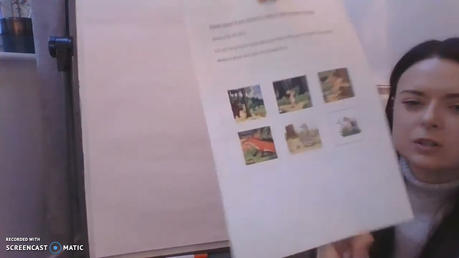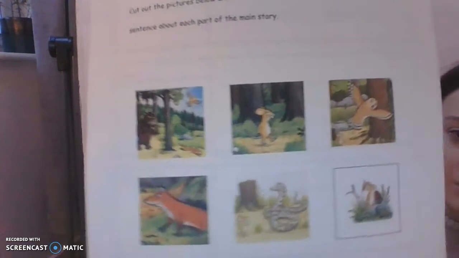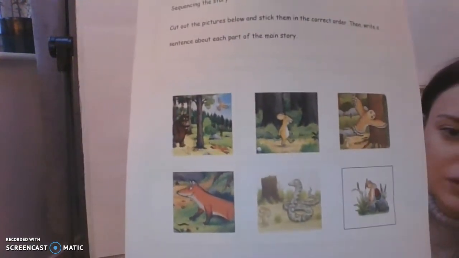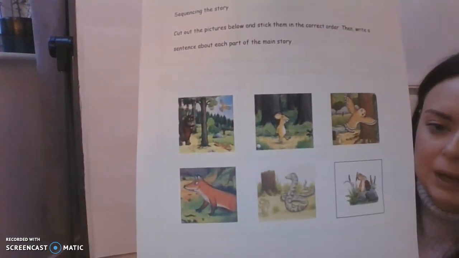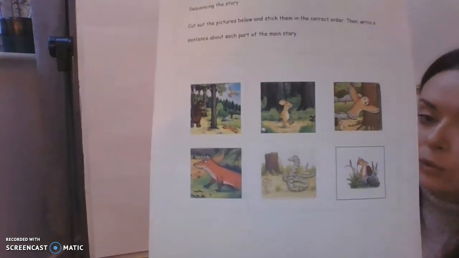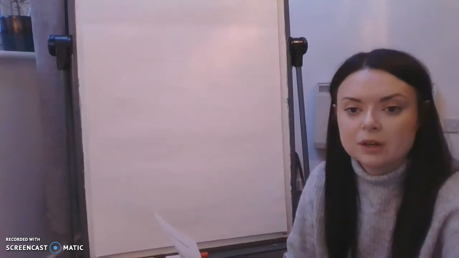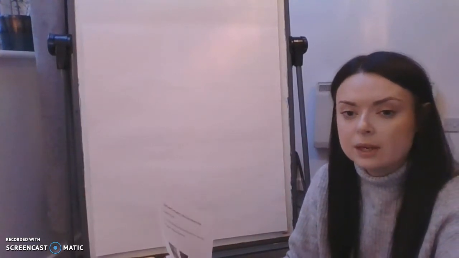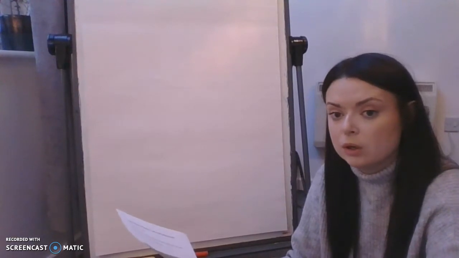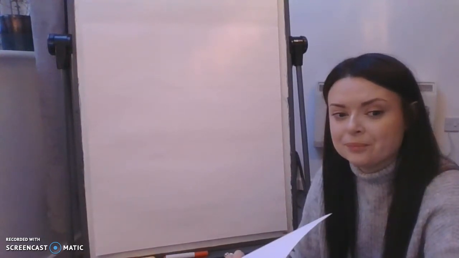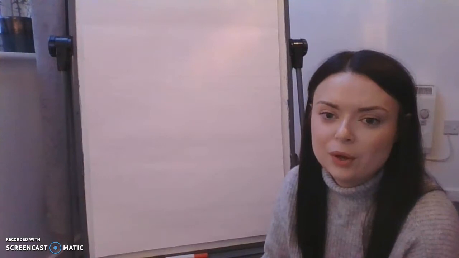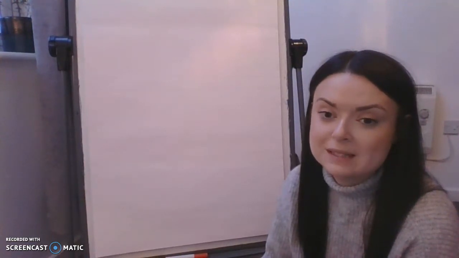I'll make it a bit closer for you. You have got 6 pictures in your work pack, but they are not in order. So your first challenge is to cut them all out and place them in order. Can you have a go at doing that, please? Think about your story map that you've done. Maybe that could help you. Have a go. Well done if you put those in the correct order, in the right sequence.